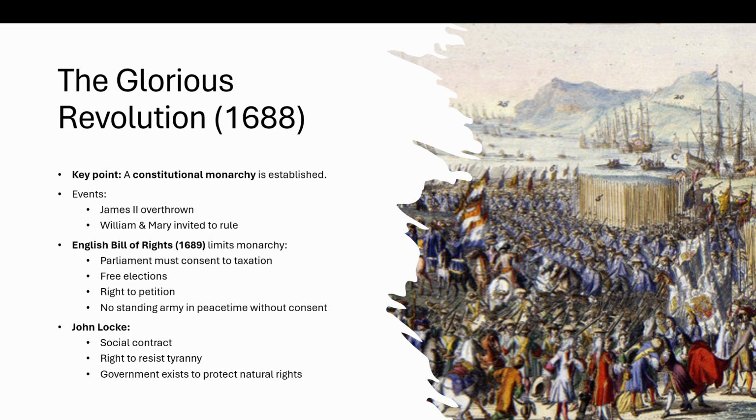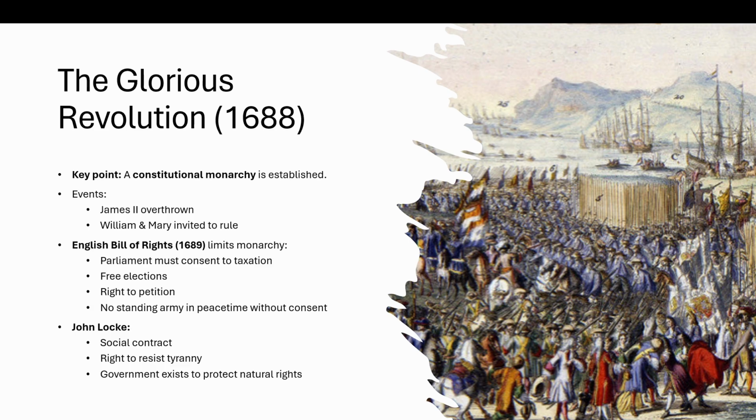James II is removed, and William and Mary take the throne under the condition that they accept the English Bill of Rights, establishing the document that requires parliamentary consent for taxation, guarantees free elections, and forbids maintaining a standing army without Parliament's approval.